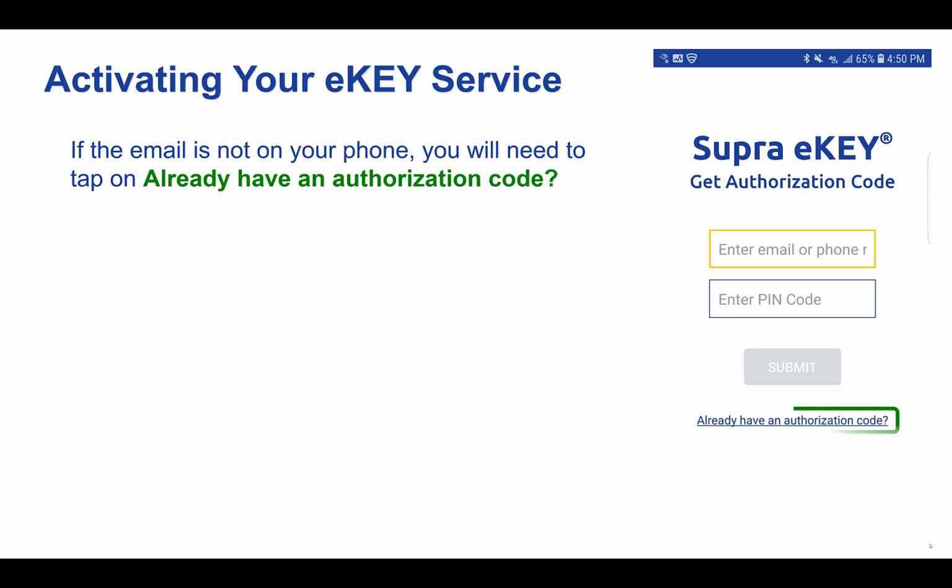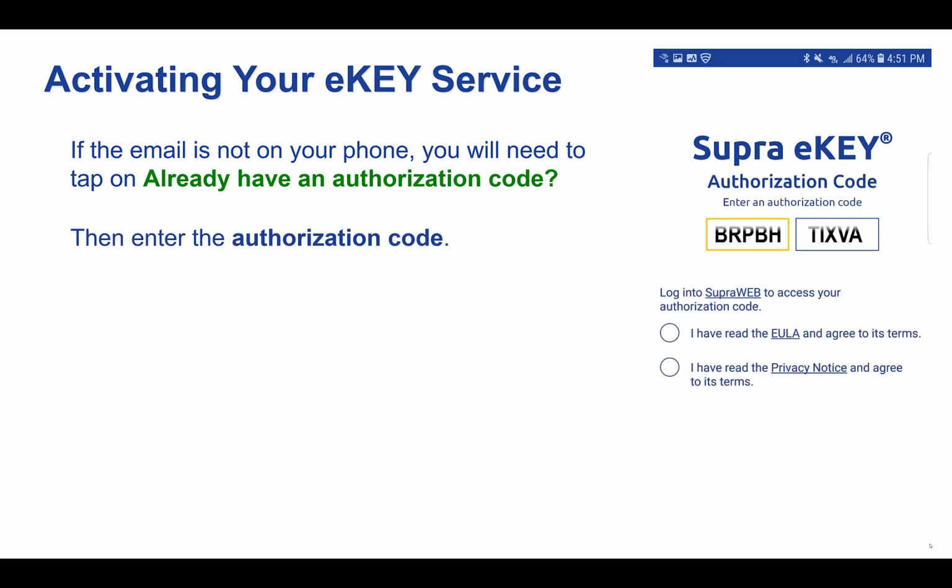So if the email address is not on your phone, what you want to do is at the bottom, tap on Already Have an Authorization Code, and then enter the authorization code manually. This counts if you call support or contact your organization to get an authorization code and they read it to you over the phone. You're going to tap on that Already Have an Authorization Code link and then put the authorization code in here.